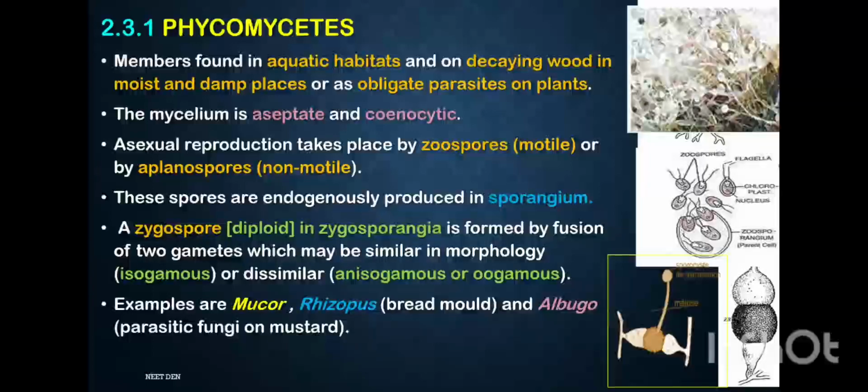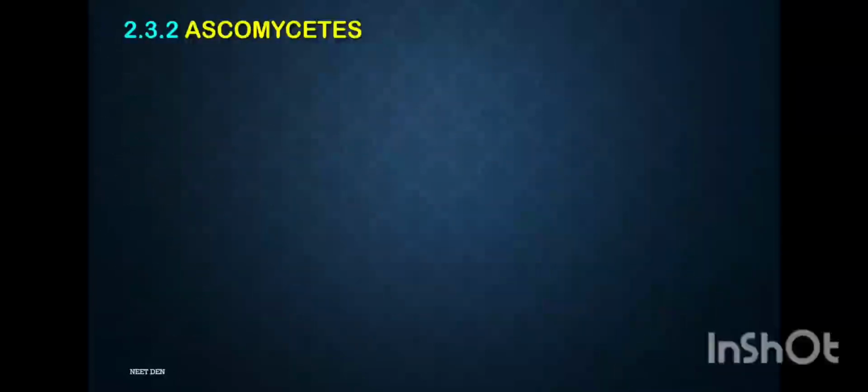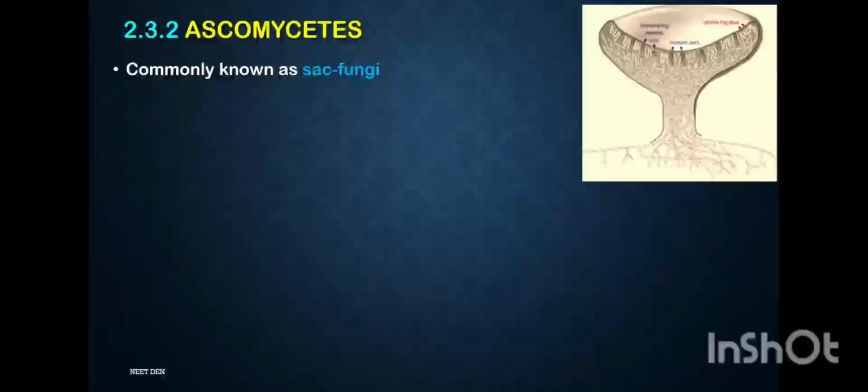So this is mucor. Next class of fungi are Ascomycetes. They are also known as sac-like fungi. The word asco means sac-like. So if you see, the fruiting body of this particular fungus is like a sac.